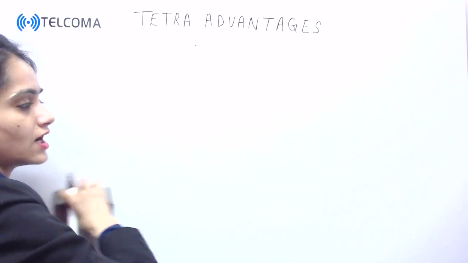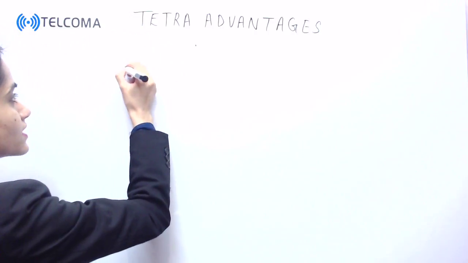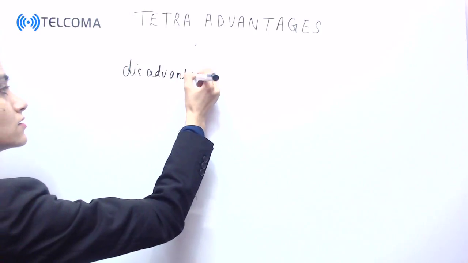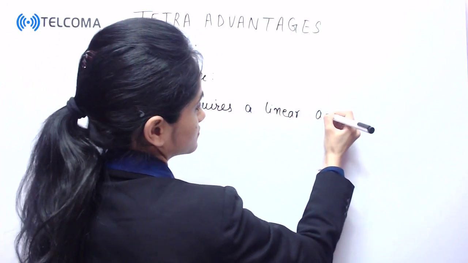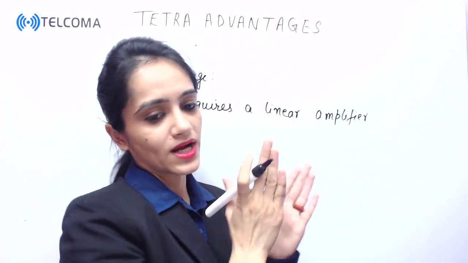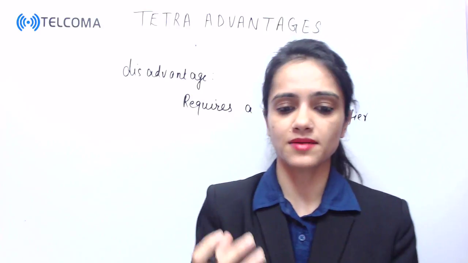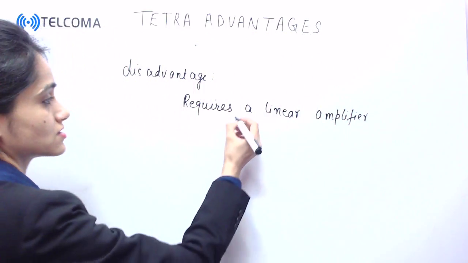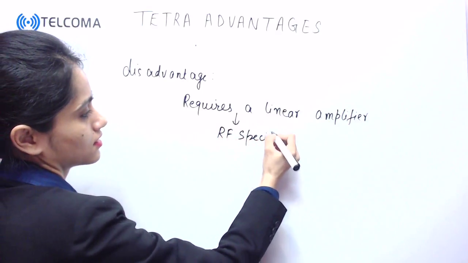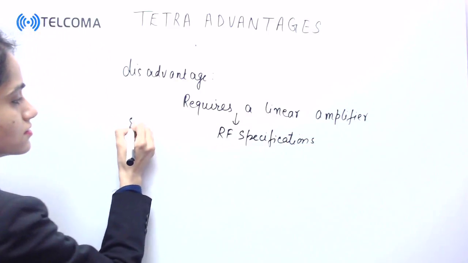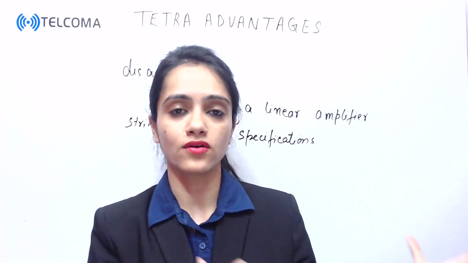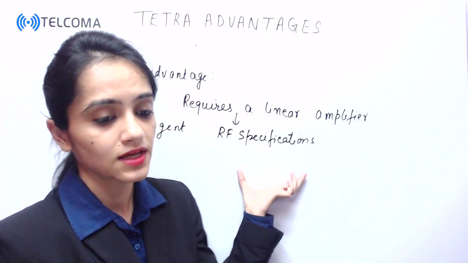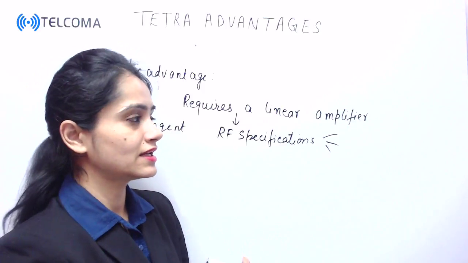Now, what are the disadvantages of TETRA technology? TETRA technology requires a linear amplifier. Why does it require a linear amplifier? So that it can meet stringent RF specifications, which allow it to coexist along with other radio services, because these specifications have to be met with other radio services. So that's why it requires a linear amplifier.